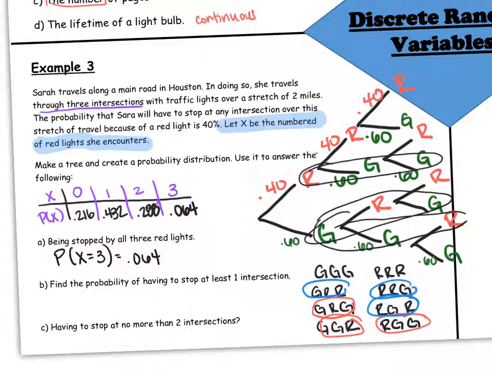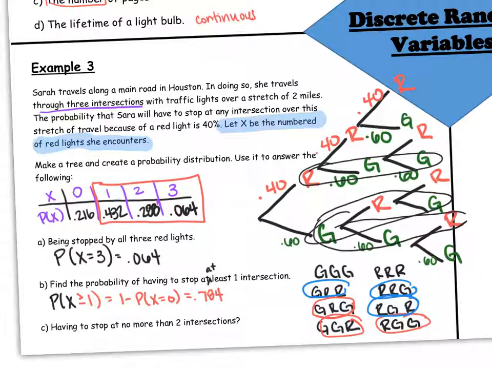Everybody got that? The next one says find the probability of having to stop at at least one intersection. So what does at least 1 mean? The probability that x is greater than or equal to 1. In this case, either she stops at 1 red light, 2 red lights, or 3 red lights. So you could add up these 3, but what would be the quicker thing to do? Who does it not include? The first one. So just subtract: 1 minus the probability that x equals 0. Why 1? Because they all have to add up to 1. We take this away from 1 and we get 0.784. If you add up these three, you get 0.784 as well.